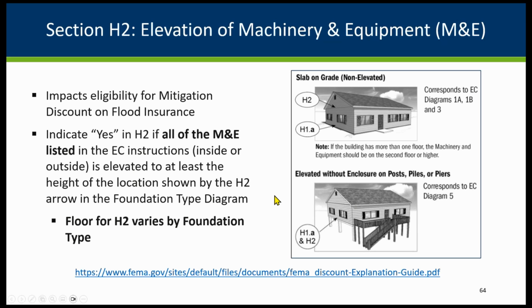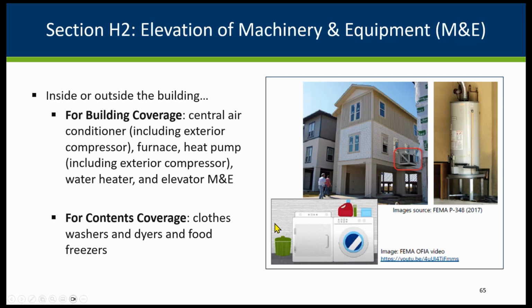So in these examples, you've got a slab on grade, non-elevated. So your H1A, the top of your bottom floor, is really just above that slab. In this particular case, they say your H2, your machinery and equipment, has to be in the attic for that type of building to get credit for the discount. Yes, for the credit. The example below, where the building is elevated on posts or piles without an enclosure, your H1A, again, is the top of that main elevated floor. And in this particular case, the H2 arrow is pointing to that same level. It's the main elevated floor.